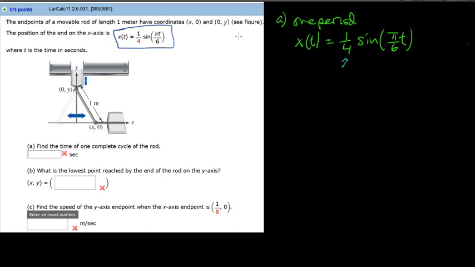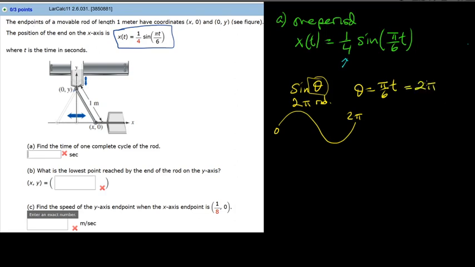Okay, so if that's the amplitude, what's the period? So hopefully you remember that if I just do sine of theta, 1 complete period of sine goes from 0 to 2 pi. So the period of the sine function is naturally 2 pi radians. So what happens if theta is pi over 6 times t? So in other words, that has to be 2 pi radians. Solve for t.